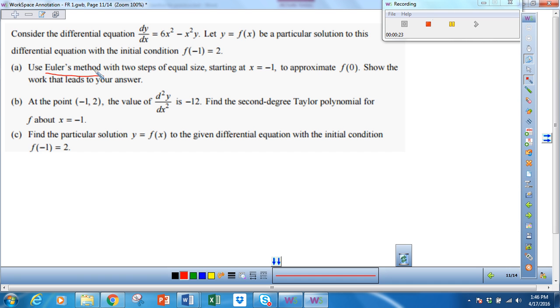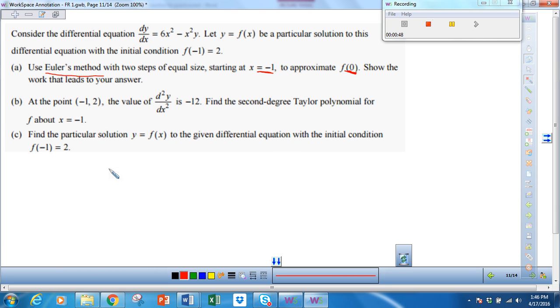Now, a lot of you are still having troubles with this, and I know that some teachers teach it differently than I do. But let me just go ahead and show you the way that I do it and just try to catch on. Because it's an easy question, this one was worth 2 points. So our initial condition starts at x equals -1, and we're trying to approximate f of 0.